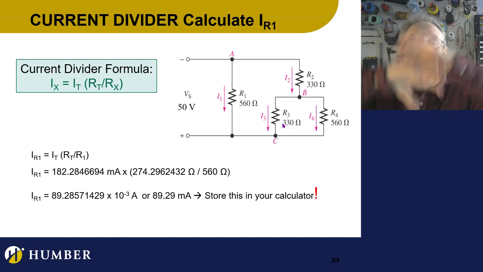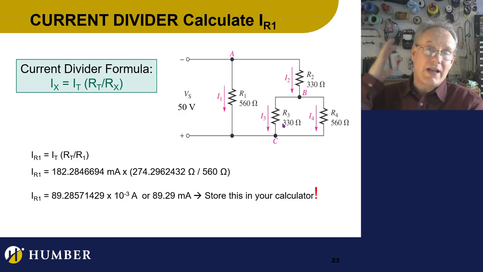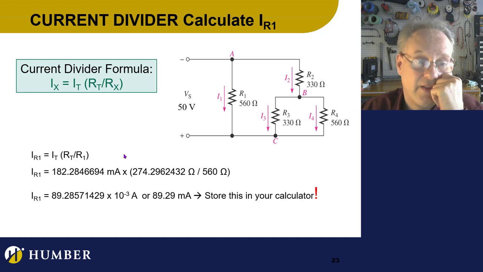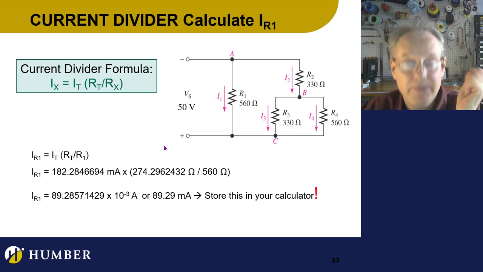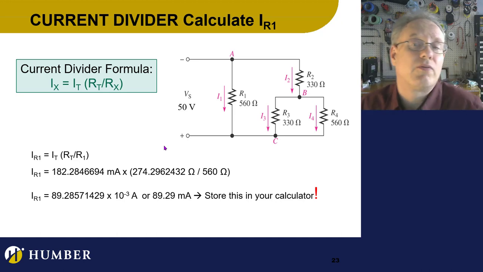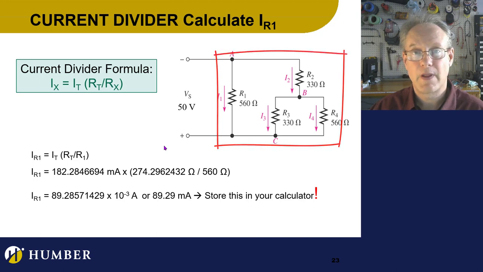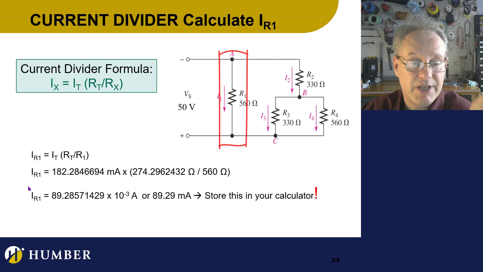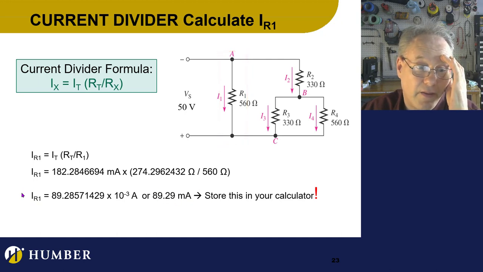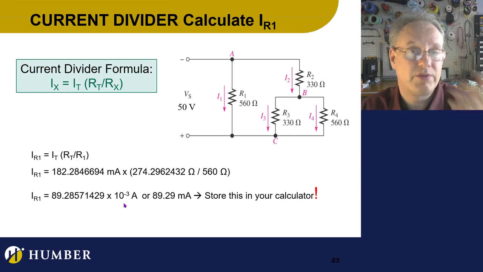So I need the entire resistance and I need the entire current. Then I'm going to look at how those two branches divide that up. So in this case, this is my formula here. So IR1, the current here, is going to be the total current times some ratio of resistances. In this case, it's the entire resistance of both branches divided by the resistance of the one branch I'm looking at. So I put my numbers in and then I end up with this. And you know what? It makes sense, because when I did it on my calculator, I ended up with that value. When I did it just with Ohm's law, it was easy.